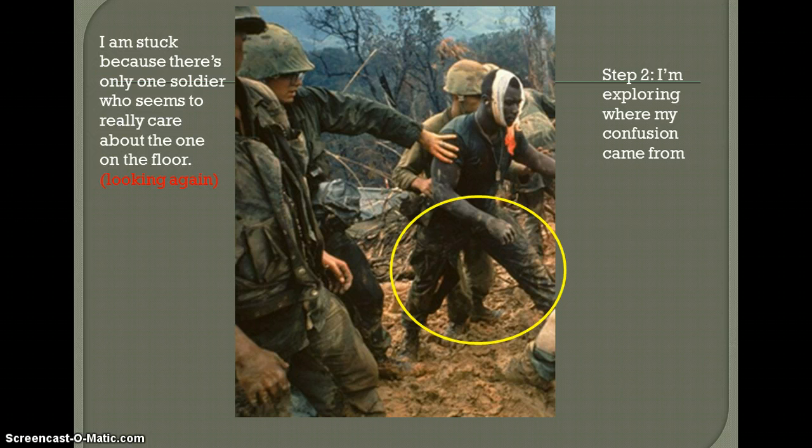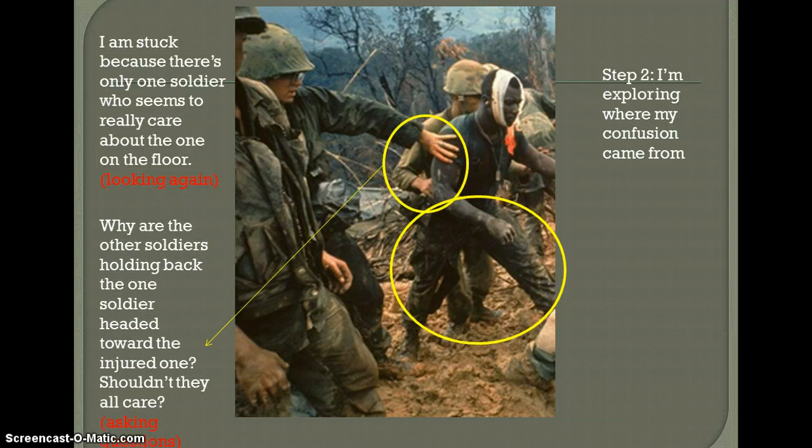I'm trying to look again at the rushing and formulate some comments about why I'm confused. And I'm stuck because there's only one soldier who seems to really care about the one on the floor. In fact, as I'm looking again, I see that there are other soldiers who are holding him back. So I'm going to ask some questions. Notice how I'm repeating my fix-it strategies over and over again. And the 2 questions that I come up with are, why are the other soldiers holding the one soldier headed towards the injured one? And shouldn't they all care?